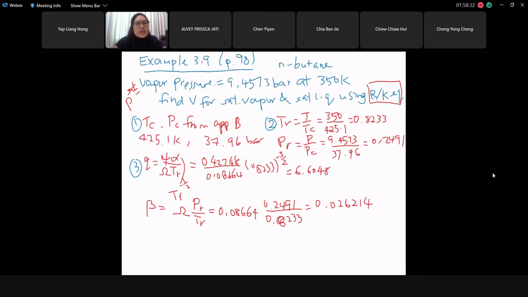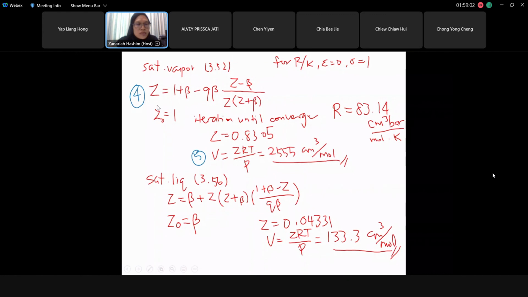Yeah, I think I've shown it here. Okay, first, what you need to do step by step. First you need to find the critical pressure, critical temperature, and then the omega, from appendix B. And then the second step is you need to find the TR and PR, and then the third step you need to calculate Q, beta, and alpha. And then the fourth step is the iteration, you solve for Z. And finally, you can get the V from V equals ZRT over P. So this is the answer for Redlich-Kwong, 2555 cubic centimeter per mole.